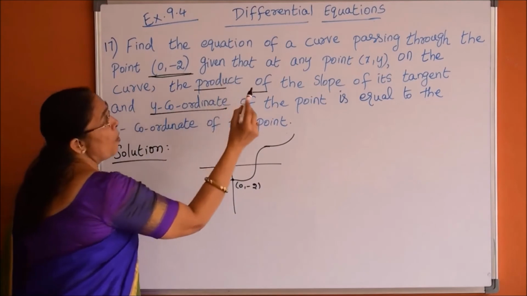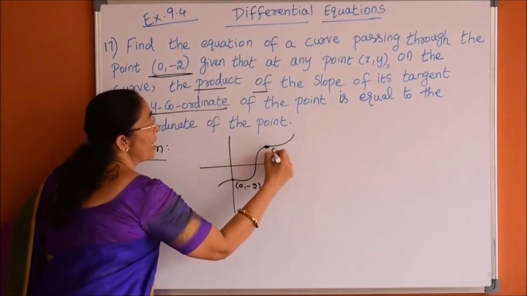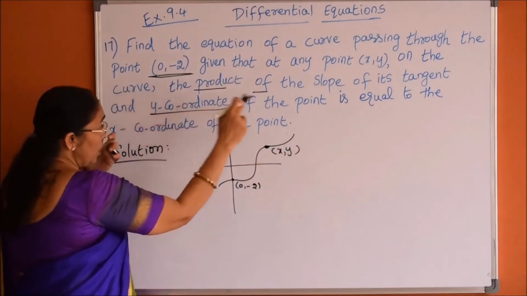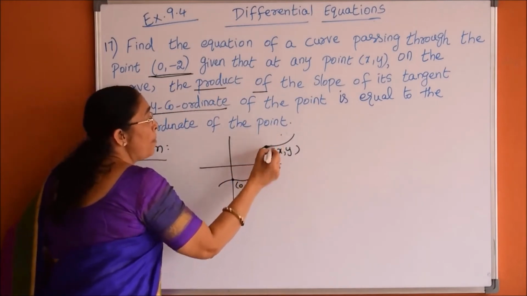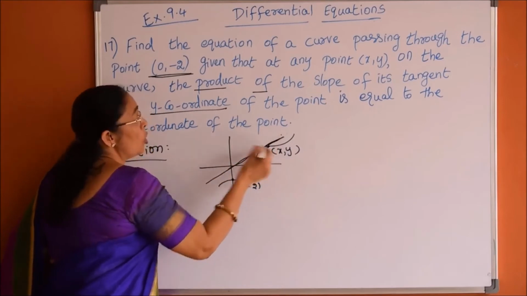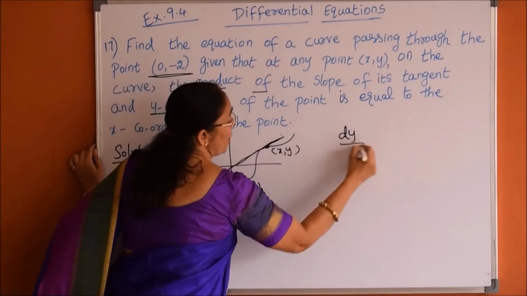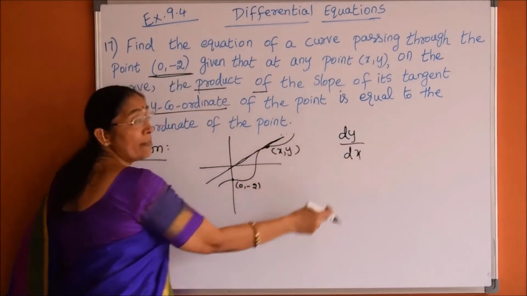At any point x, y on the curve. So, consider this is the point x, y on the curve. The product of the slope of its tangent. So, at this point, this is the slope of the tangent. The slope of the tangent is nothing but dy by dx at the point. Slope of the tangent at the point x, y is given by dy by dx.